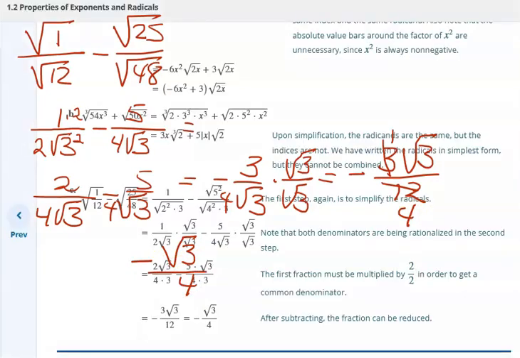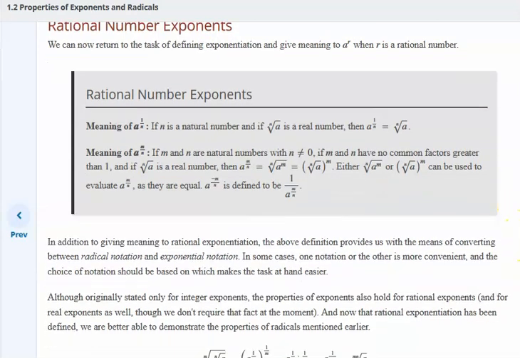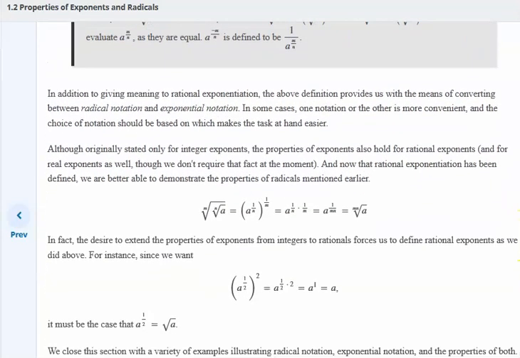And let's see how we did here. Negative square root of 3 over 4. Wow, some challenging material. Fortunately, we went over rational number exponents, that is fractional exponents, converting one to the other, so we can go over this background material. Let's go on to the next example.